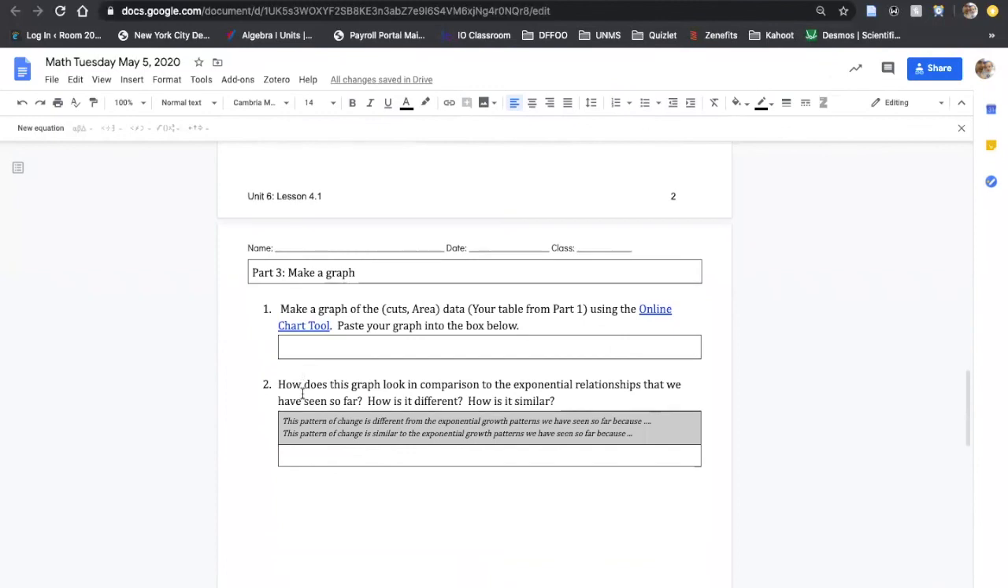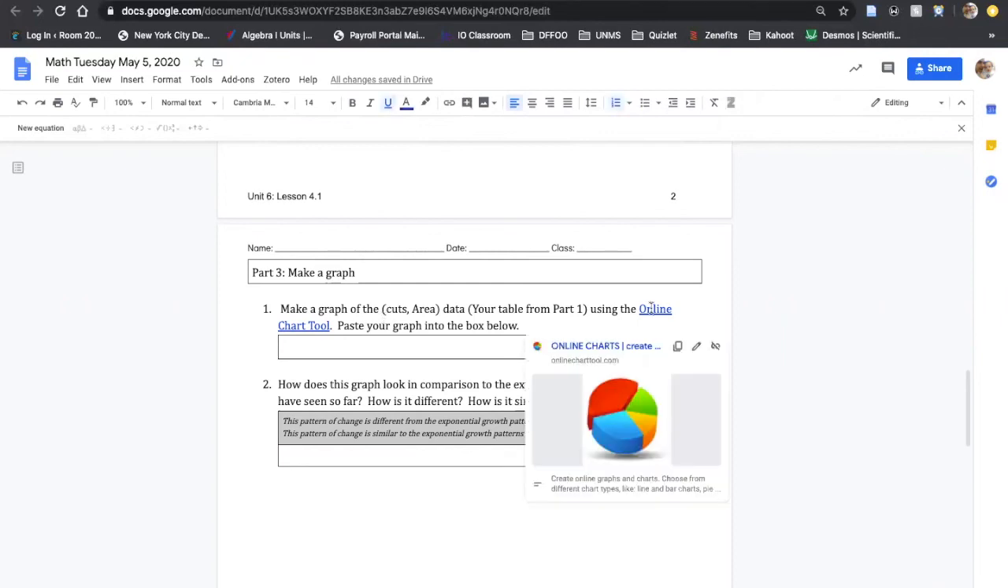Then the last part is making a graph. So again, you click on this tool here, and the video of how to go about using this tool is online. It's on our Google Classroom. I'll try to move it up to the top of the course page to make it easier for you to find. Just don't forget, please come to the Google Classroom if you're not sure how to use this tool.